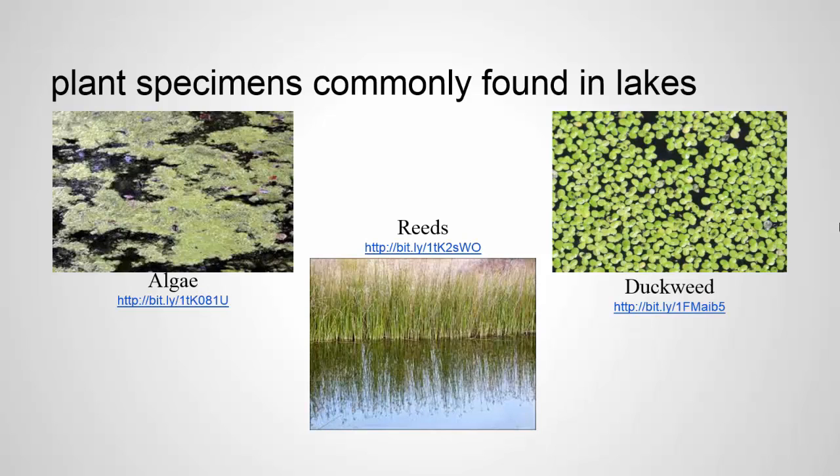A reed is a tall, slender-leafed plant of the grass family that grows in water or on the marshy ground around bodies of water. Duckweeds are aquatic plants which float on or just beneath the surface of still or slow-moving bodies of fresh water.